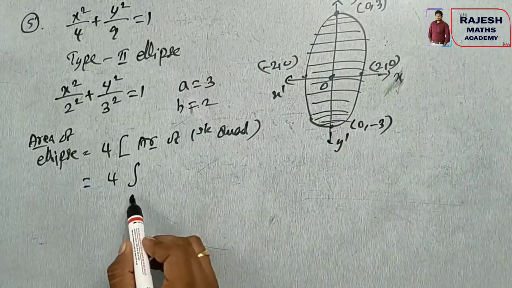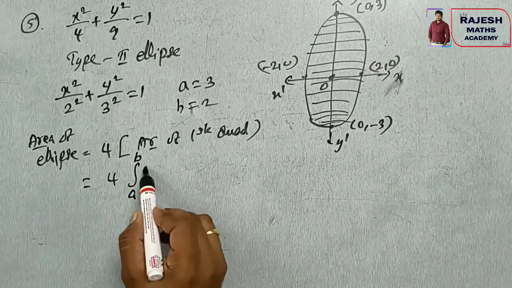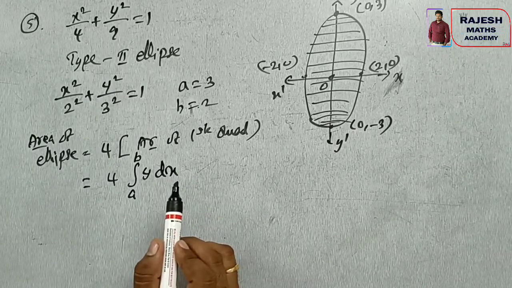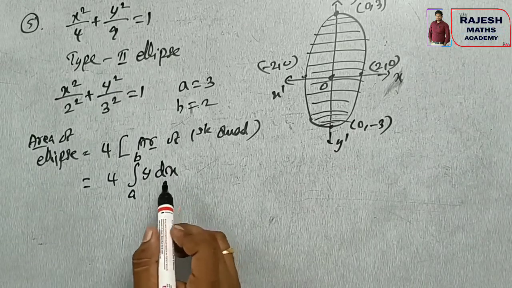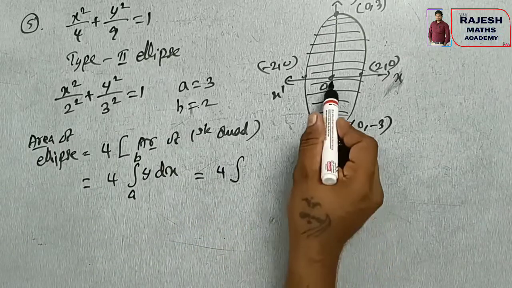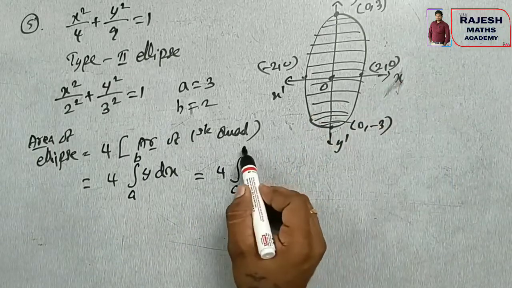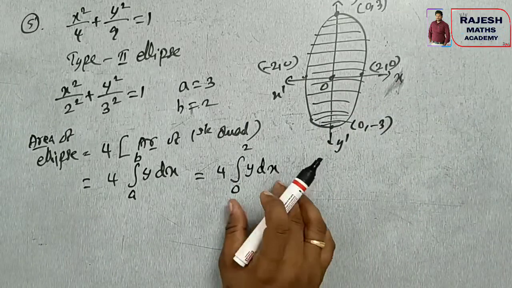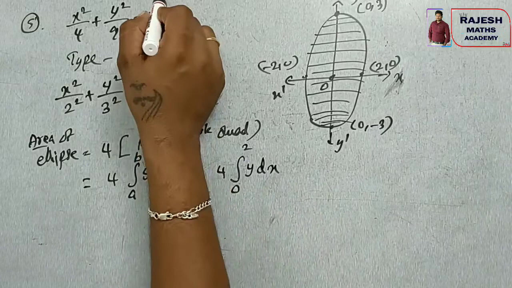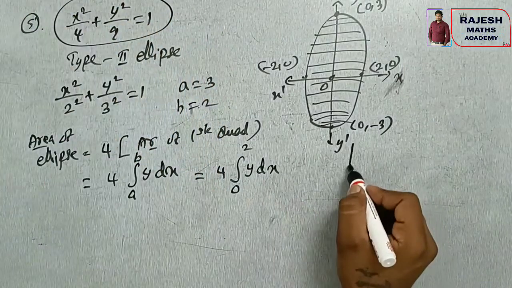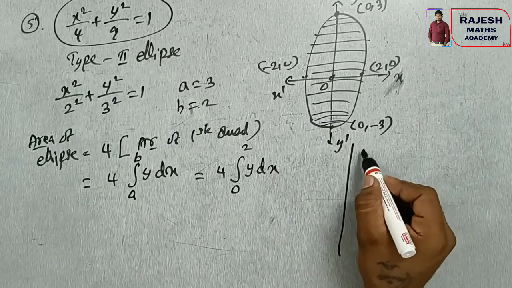So integral a to b, I can write y dx. What will come? Here the limits are 4 into integral, lower limit equal to 0, upper limit equal to 2, y dx. So what is the value of y here? The y value will be calculated from the given equation as in the previous question. We are going to find the y value.